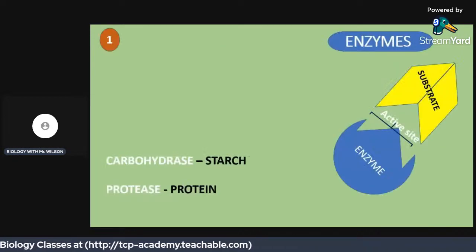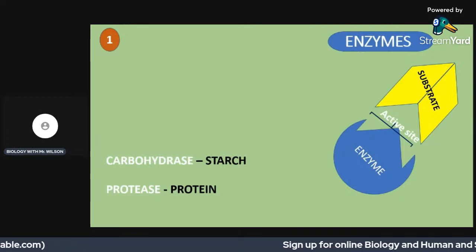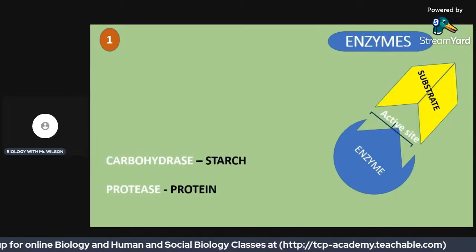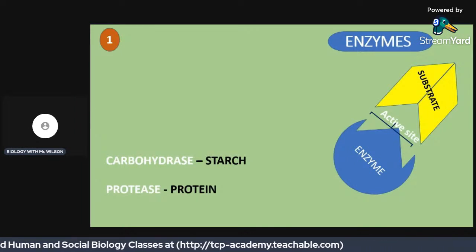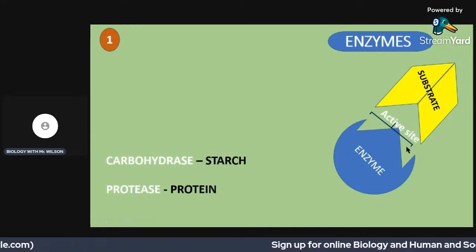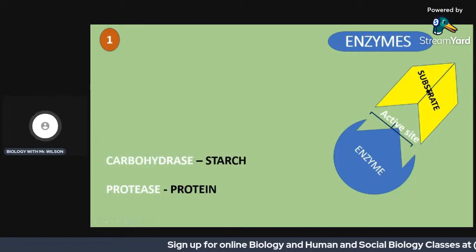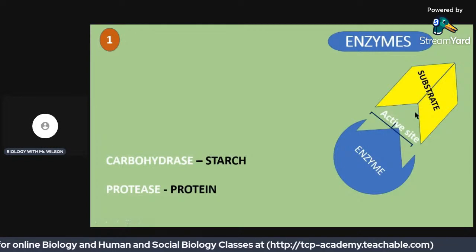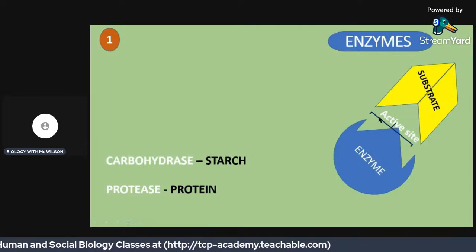The first property of an enzyme is that enzymes are specific. Here we have carbohydrase acting on starch, and carbohydrase will never act on protein. Likewise, protease will never act on starch. Now, one of the reasons for that is that enzymes have what we call an active site, and here you're seeing an enzyme, and of course the active site. Now, the enzyme here will only act on this type of substrate, because this type of substrate will nicely connect to the active site of the enzyme.